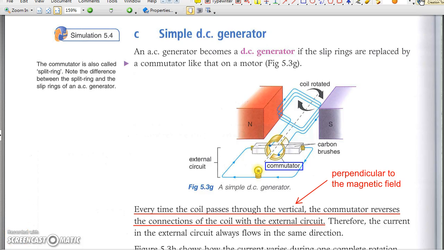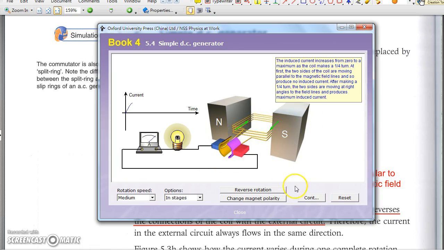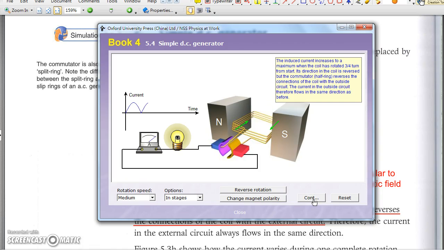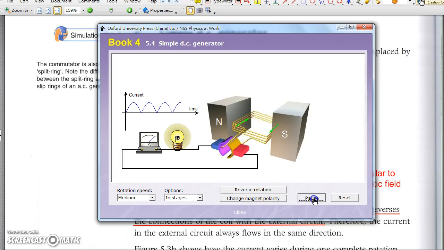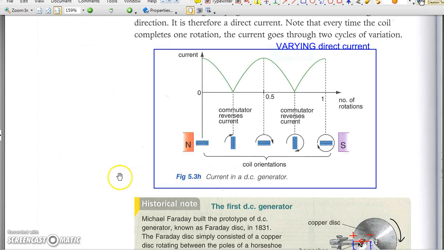C. DC generator. A DC generator makes use of a commutator instead of a pair of slip rings. The commutator reverses the connection of the coil with the external circuit every time the plane of the coil is vertical. And in this way, the current in the external circuit flows in the same direction. The output is a varying direct current, as in figure 5.3h.